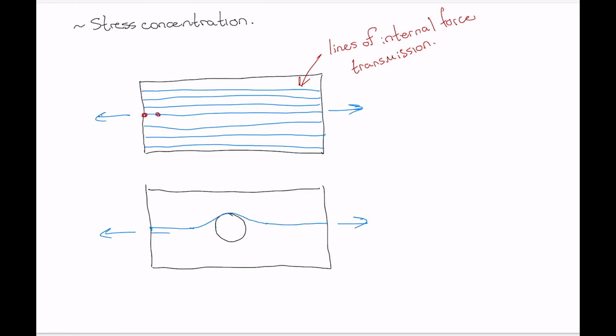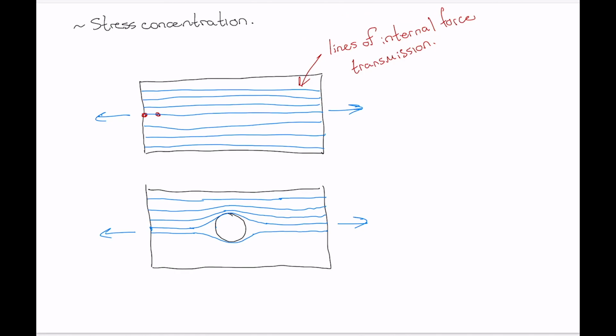And then the line of internal force transmission directly below is going to do the opposite. It's going to have to curve around that hole because force can't be transmitted through the hole. And then that's going to affect the next line a bit as well, like this, and then so on and so forth as we get sufficiently distant to that hole where the line of force transmission is no longer being affected and is going straight across.